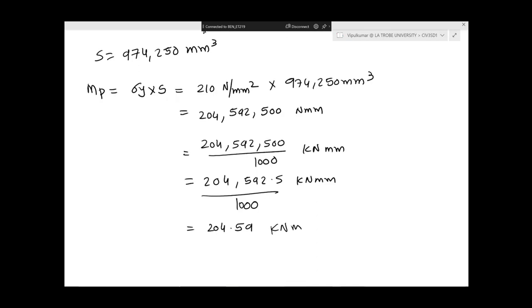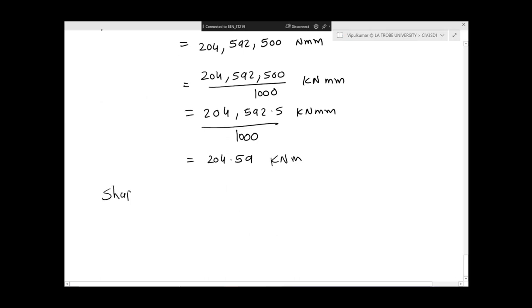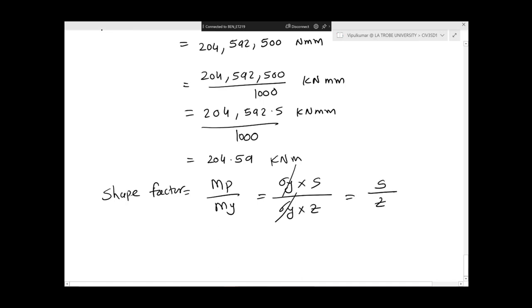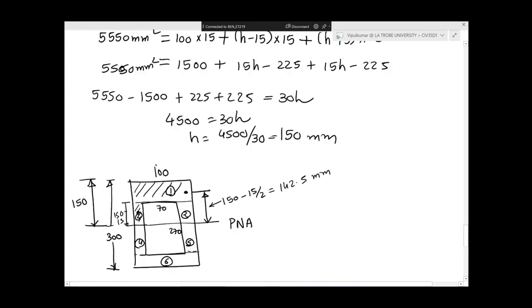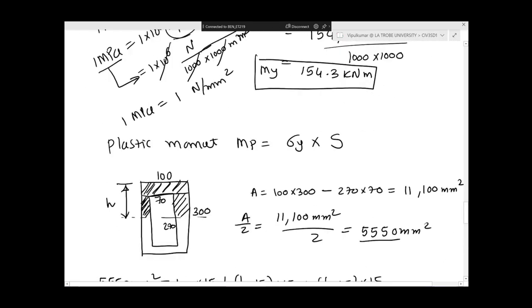All good. Safety factor, MP over MY. If it is sigma Y times S over sigma Y times Z, sigma Y cancels. You can have plastic section modulus over elastic section modulus. That's another definition as well. Or you can do MP over MY, both the same. So let's do MP over MY, 204.59 kilonewton meter, 154.3.